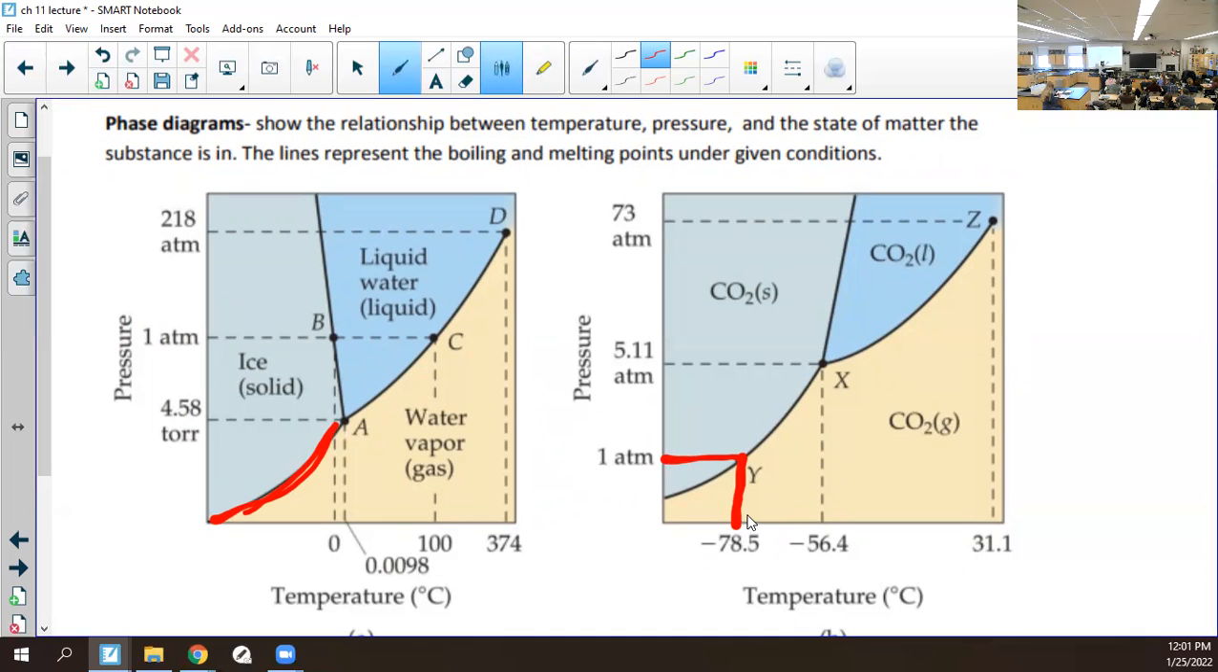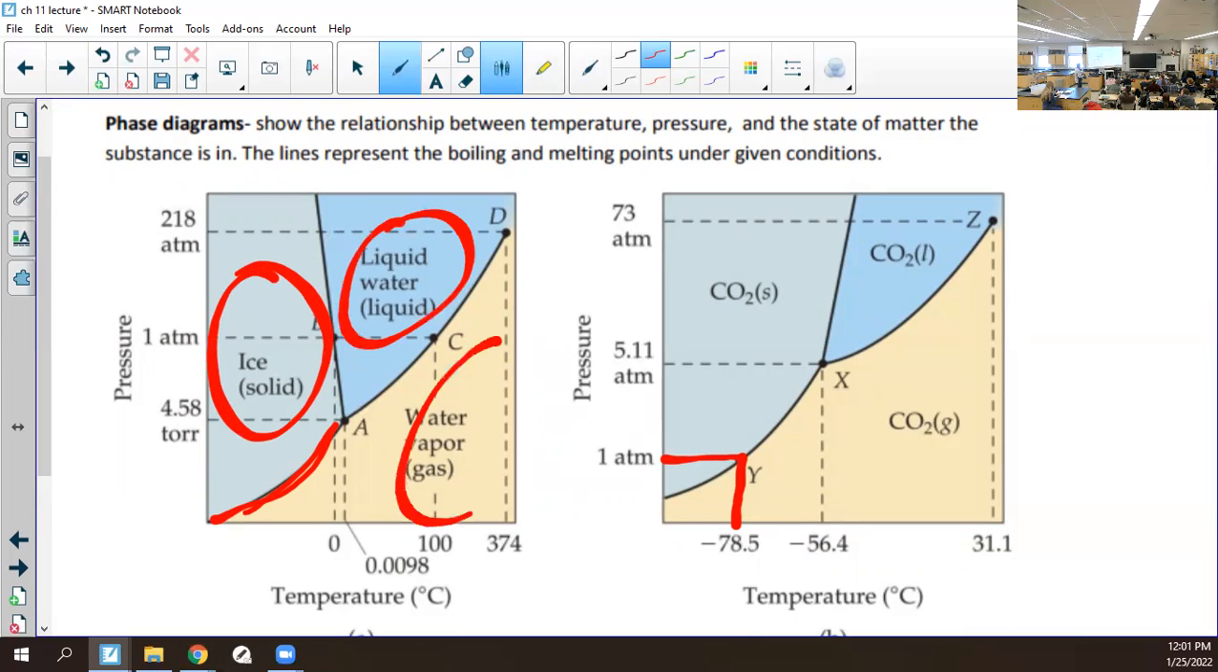And that's just because it has different properties, different intermolecular forces that affect its melting and boiling points and the pressure involved. All right, so this is the solid, this is the liquid, and this is the gas state. Anywhere along this line, we would call that the boiling point. Anywhere along this line, we call that the melting point. Now it changes because it's versus pressure.